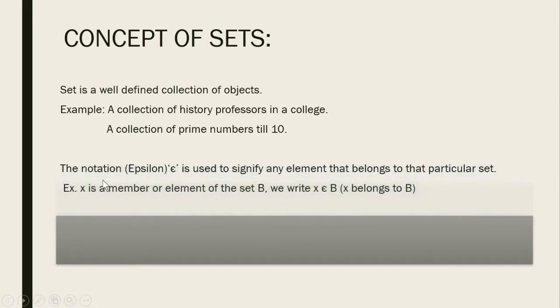The notation epsilon is used to signify any element that belongs to the particular set. For example, X is a member or element of set B. We write it as X epsilon B and will read it as X belongs to B.